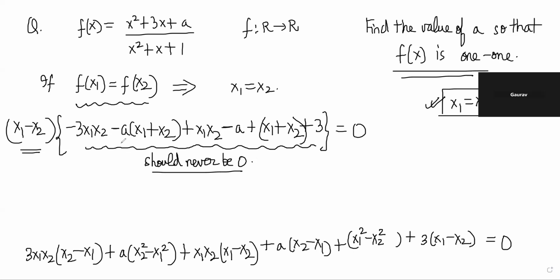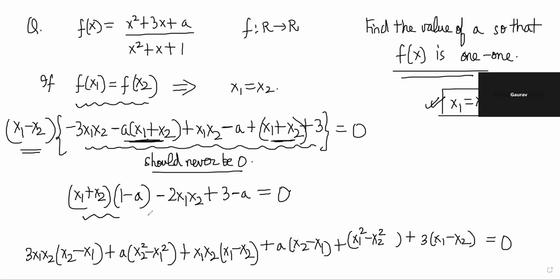a simplification a little bit we can do. So we are getting this common between this and this. You will get x1 plus x2, 1 minus a, right? Minus 2x1 x2 and plus 3 minus a, right? So from here, let's solve for a because that is what we want. Let's check the condition that this is equal to 0, and that should be impossible. This should never be equal to 0 technically, right? Do you understand what I'm saying?